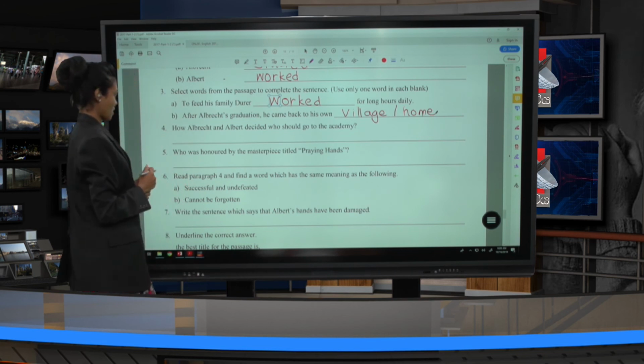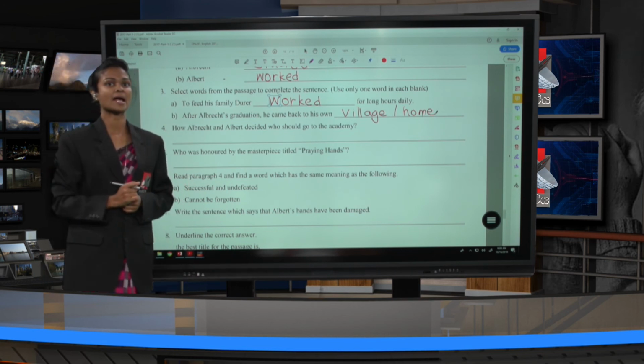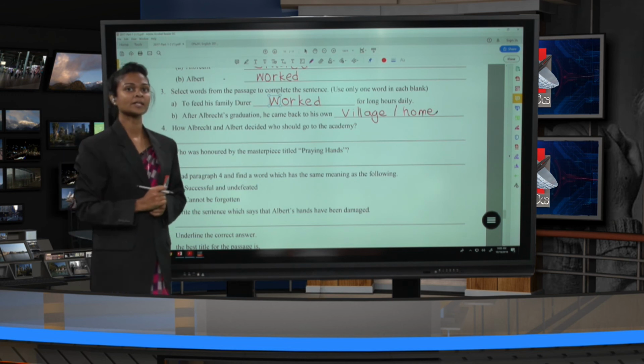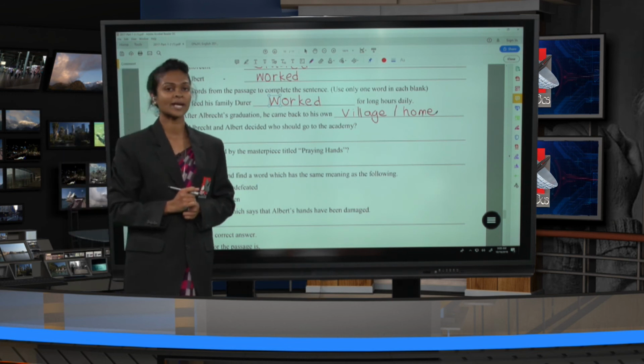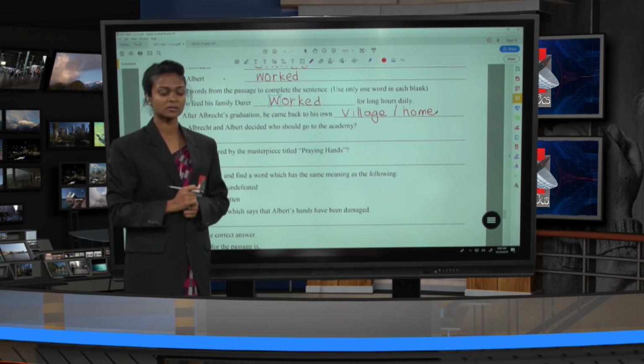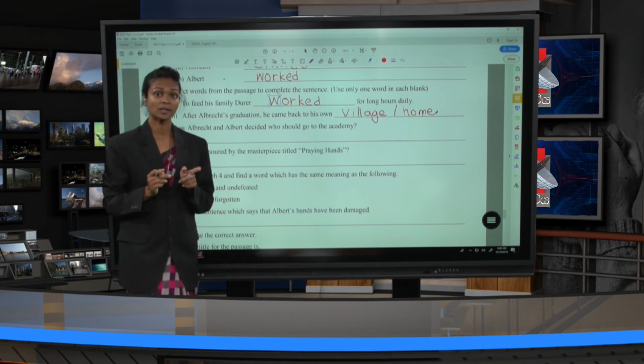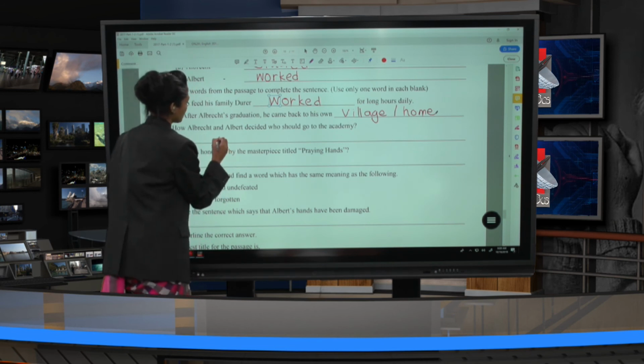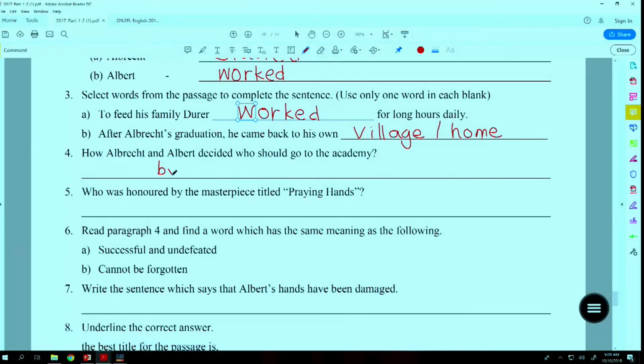Right. Fourth one. How Albrecht and Albert decided who should go to the academy. How? They tossed a coin. You can write it by tossing. By tossing a coin. By tossing a coin.